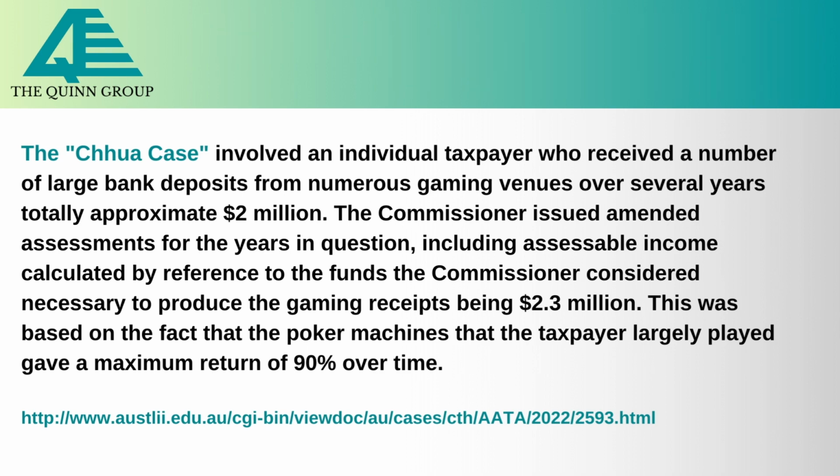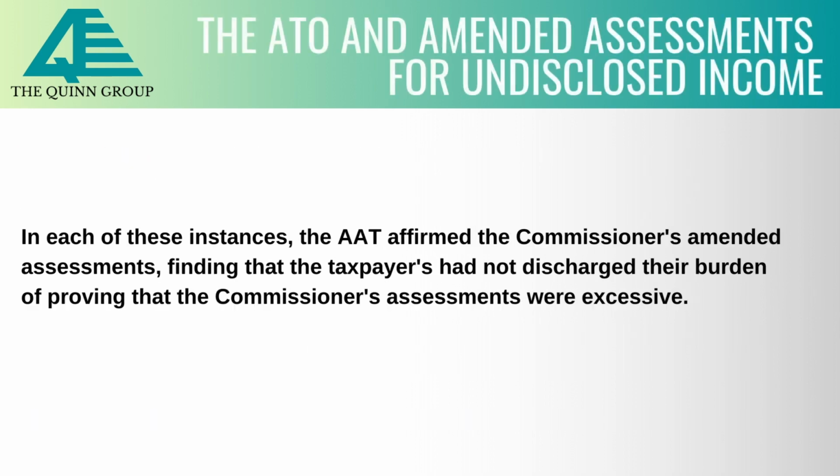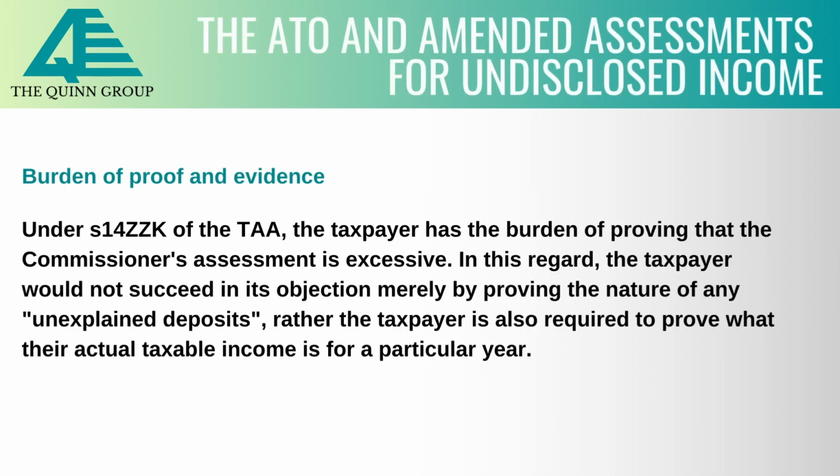In each of these instances, the AAT affirmed the Commissioner's amended assessments, finding that the taxpayers had not discharged their burden of proving that the Commissioner's assessments were excessive. By way of background, the burden of proof and evidence is under Section 14ZZK of the Tax Administration Act, and the taxpayer has the burden of proving that the Commissioner's assessment is excessive. In this regard, the taxpayer would not succeed in its objection merely by proving the nature of any unexplained deposits. Rather, the taxpayer is also required to prove what their actual taxable income is for a particular year.